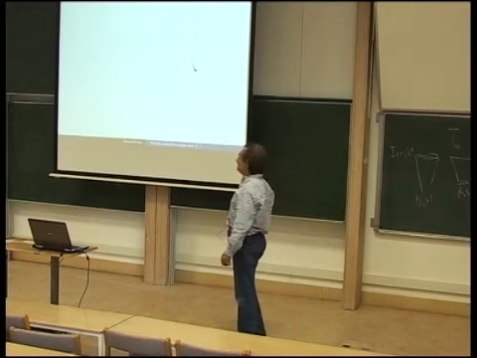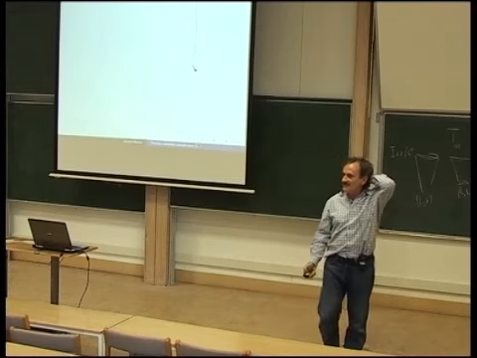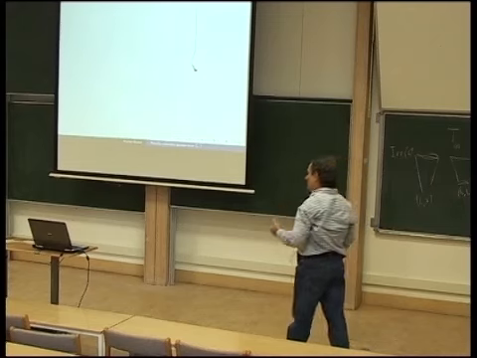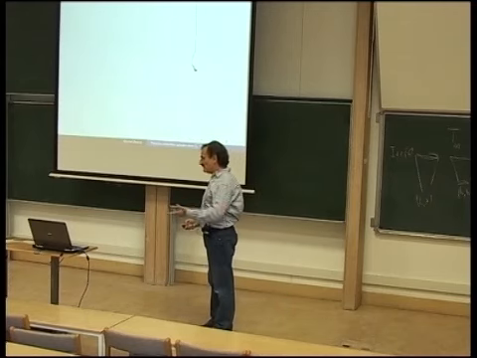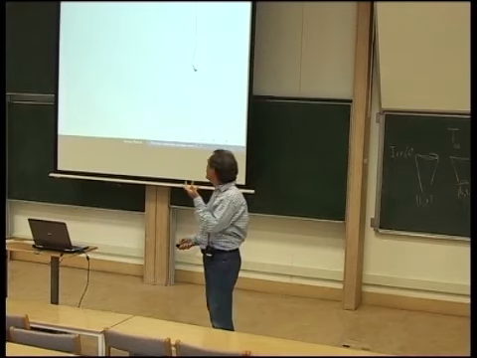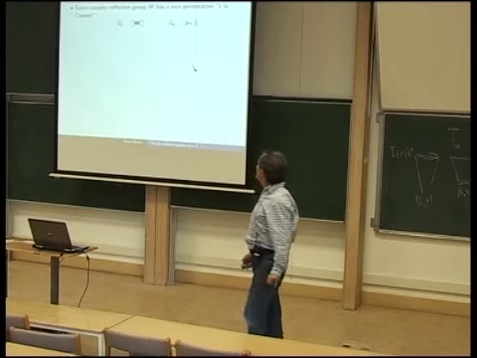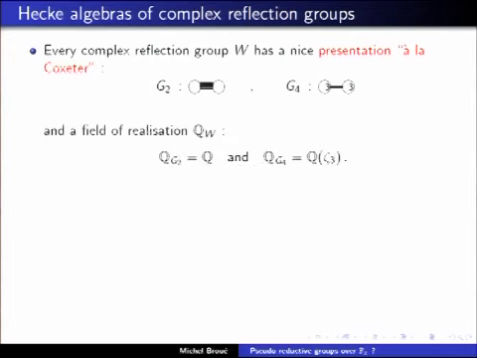All right. So what were the rules of the game for general complex reflection groups? Let me say a few words about the situation of Hecke algebras, not only for Weyl groups or for Coxeter groups, but for general complex reflection groups. First of all, every complex reflection group has a nice presentation a la Coxeter, as I say. G2 is like this, G4, I described it. And it's true for any complex reflection group.